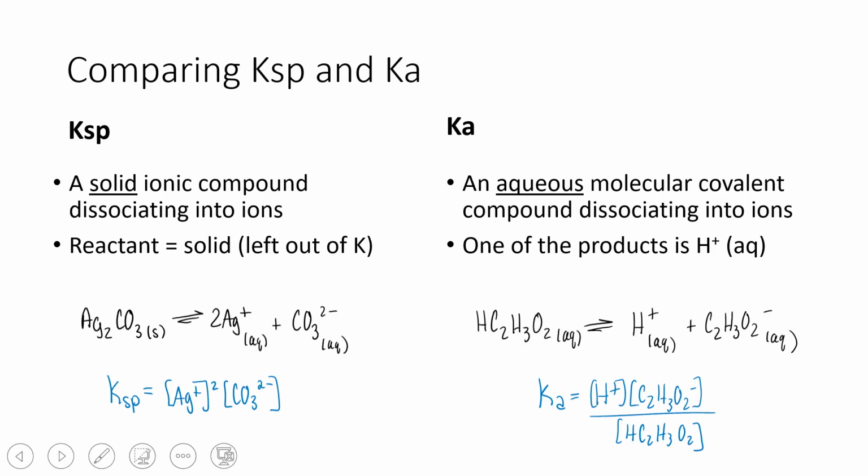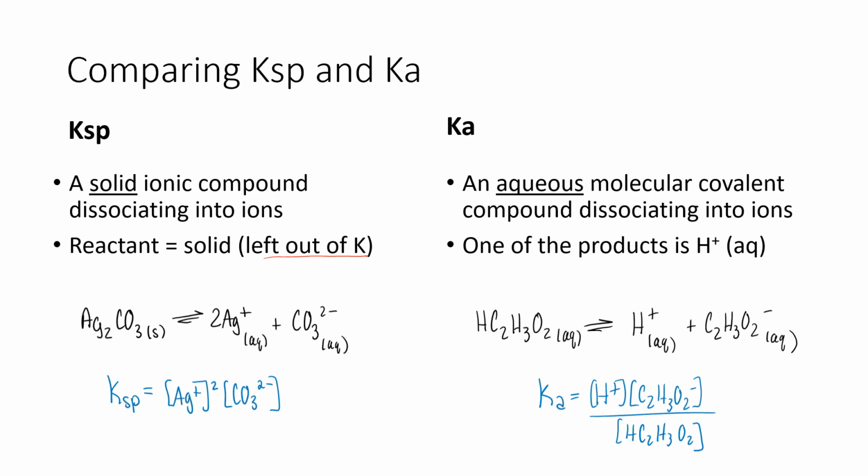Here's a side-by-side comparison of Ksp and Ka. Notice how they look kind of similar. They're both dissociation. Over here on the left, we've got something dissociating into ions, and over here on the right, we've got something dissociating into ions. Some differences you'll notice is that with a Ksp, the reactant is always a solid. That's important because remember, we leave solids and liquids out of the K expression. So when you look at a Ksp value, there will not be a denominator, because the reactant's a solid, it just gets left out. Over here with your acids, your acid reactant is aqueous, so it does show up in the K expression, and you will have a denominator.